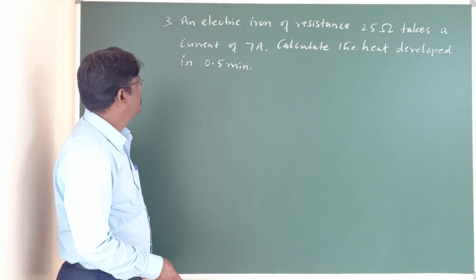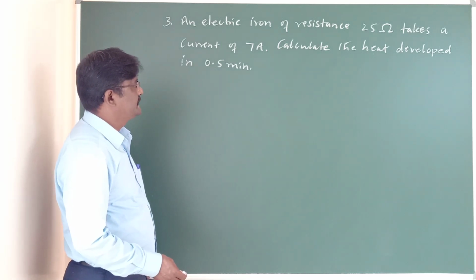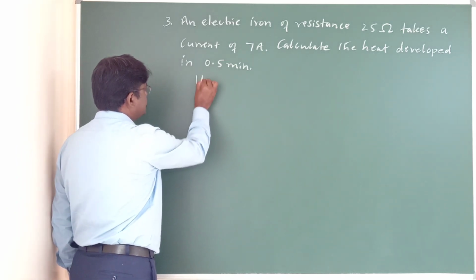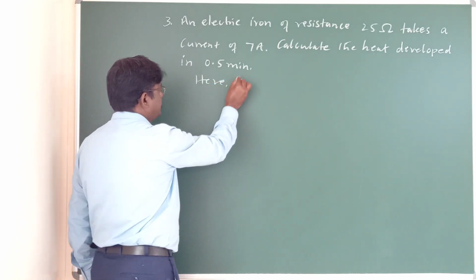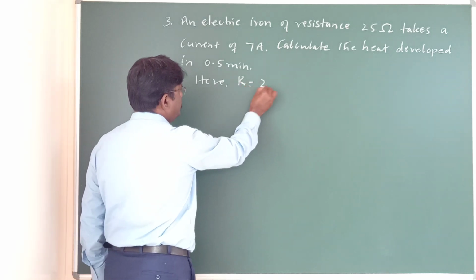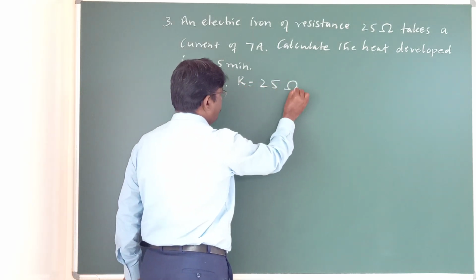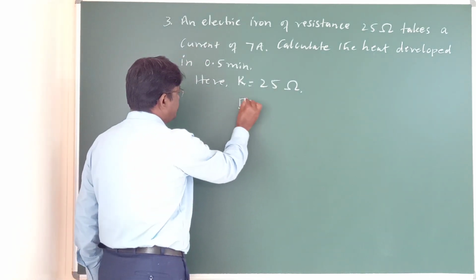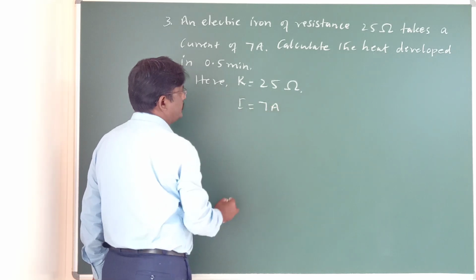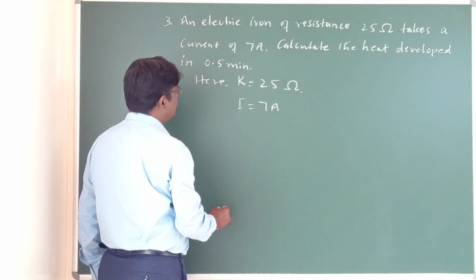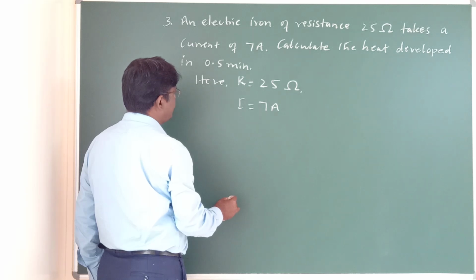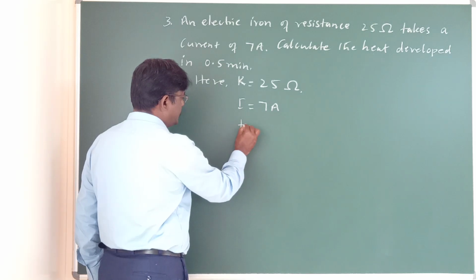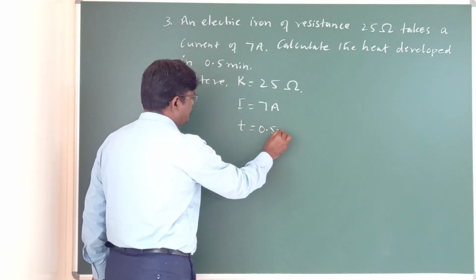Now the third sum. An electric iron of resistance, it is a heating device we know, R equal to 25 ohm, takes a current of 7 ampere, I is 7 ampere, SI unit. Calculate the heat developed in 0.5 minutes. 0.5 minutes means what time?